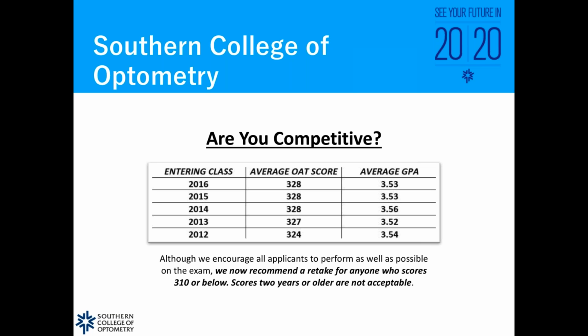It's been many, many years since we have been able to admit a student with below a 300 academic average on the OAT. So the 280 is 20 points below where you need to be. You definitely want to shoot for that 320 or higher. 300 to 320 is that lower average range. Below a 300, that's an automatic retake.